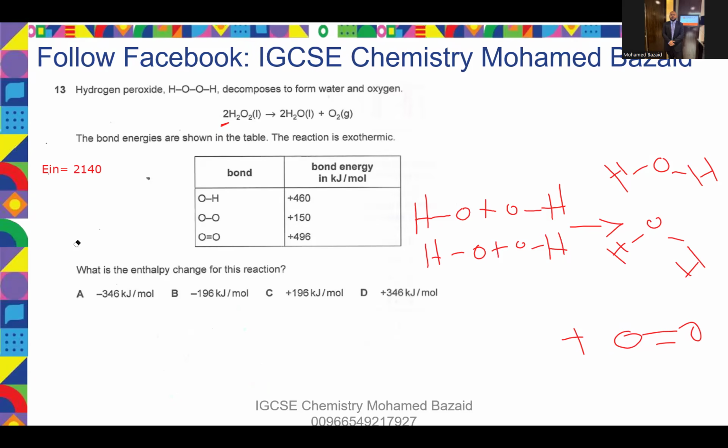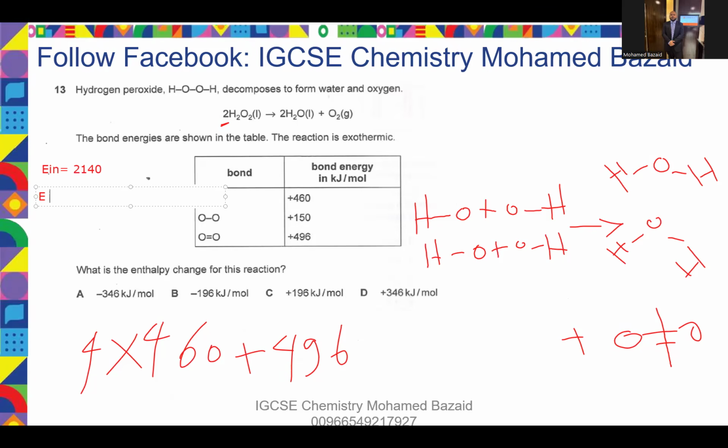released when bonds are formed. In the product, O-H, O-H, O-H, O-H. So I have 4 bonds here. The value of O-H is 460, plus here you have O=O, which is 496. First of all, find 4 multiplied by 460 plus 496 equals, this is energy out, the energy released when bonds are formed, which is 2336.